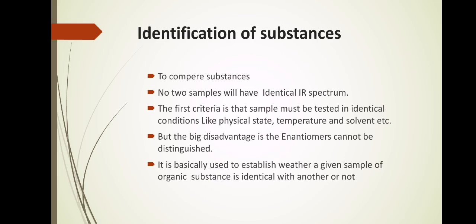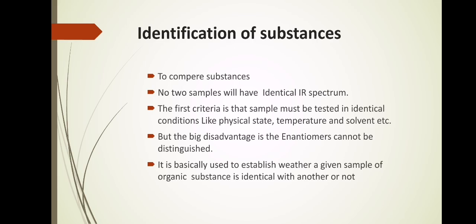First of all, identification of substances. It is basically used to compare substances, and it has a fingerprint region, that is, an absorption band of 1200 to 600 per centimeter. A large number of absorption bands is observed in infrared spectra of organic molecules, and the probability that any two compounds will produce identical spectra is almost zero. So if two compounds have identical infrared spectra, then both of them must be samples of the same substance.